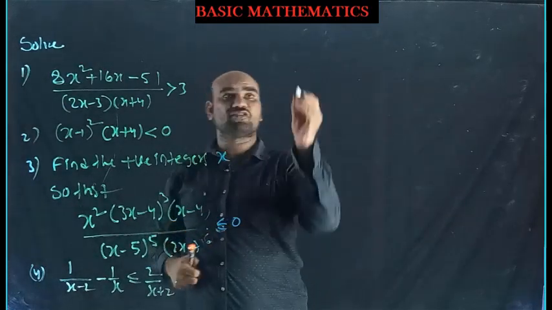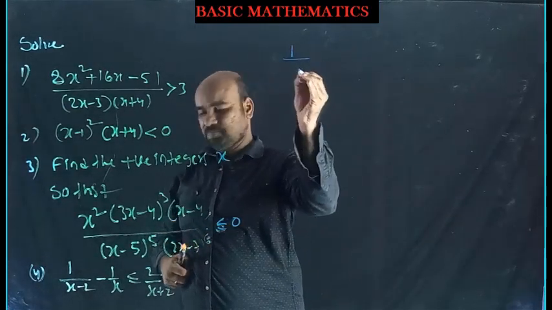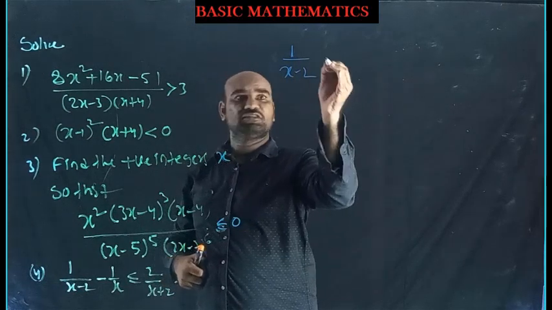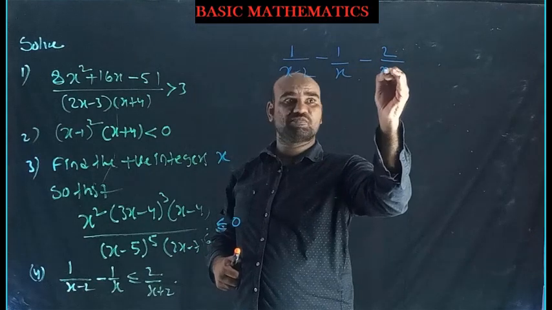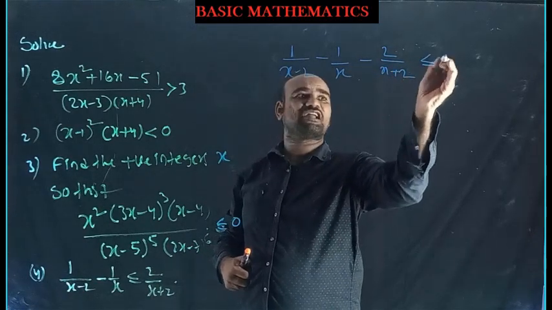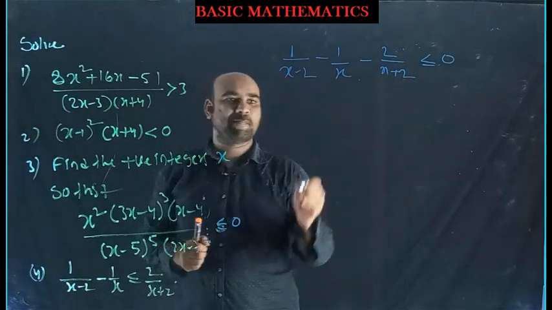Next problem, the fourth problem: 1 by (x − 2) minus 1 by ((x − 2)(x + 2)) lesser than or equal to 0. Just when you take the LCM.